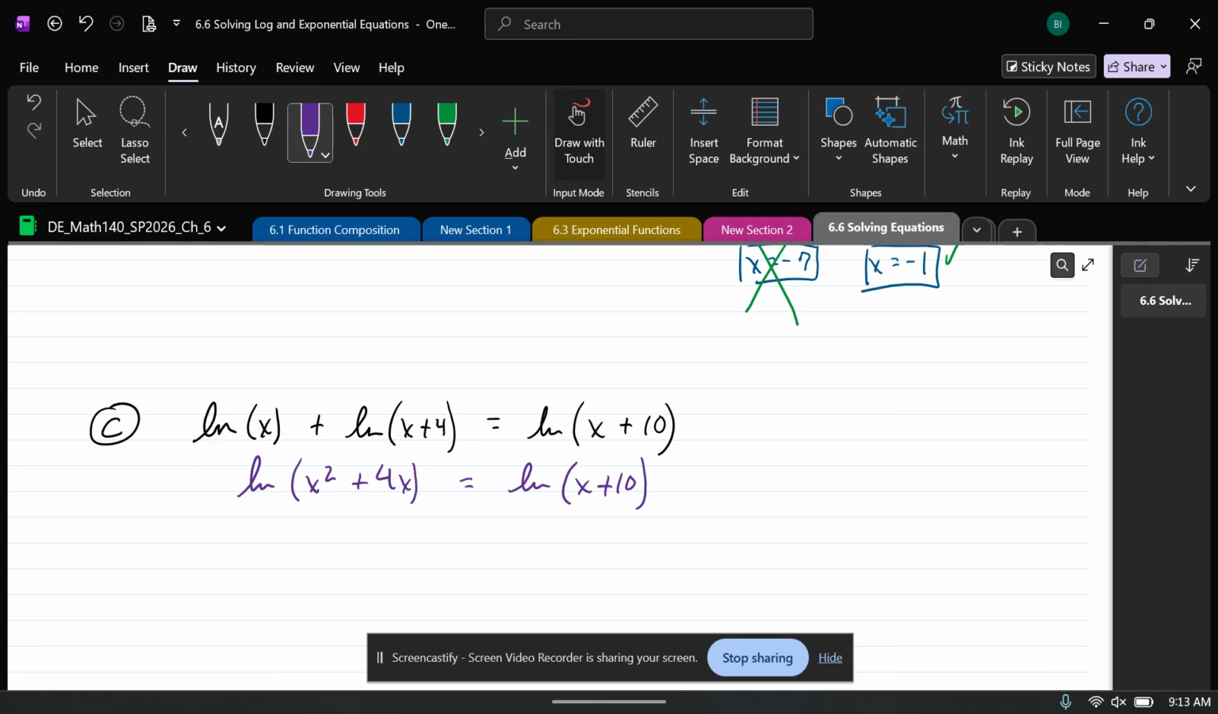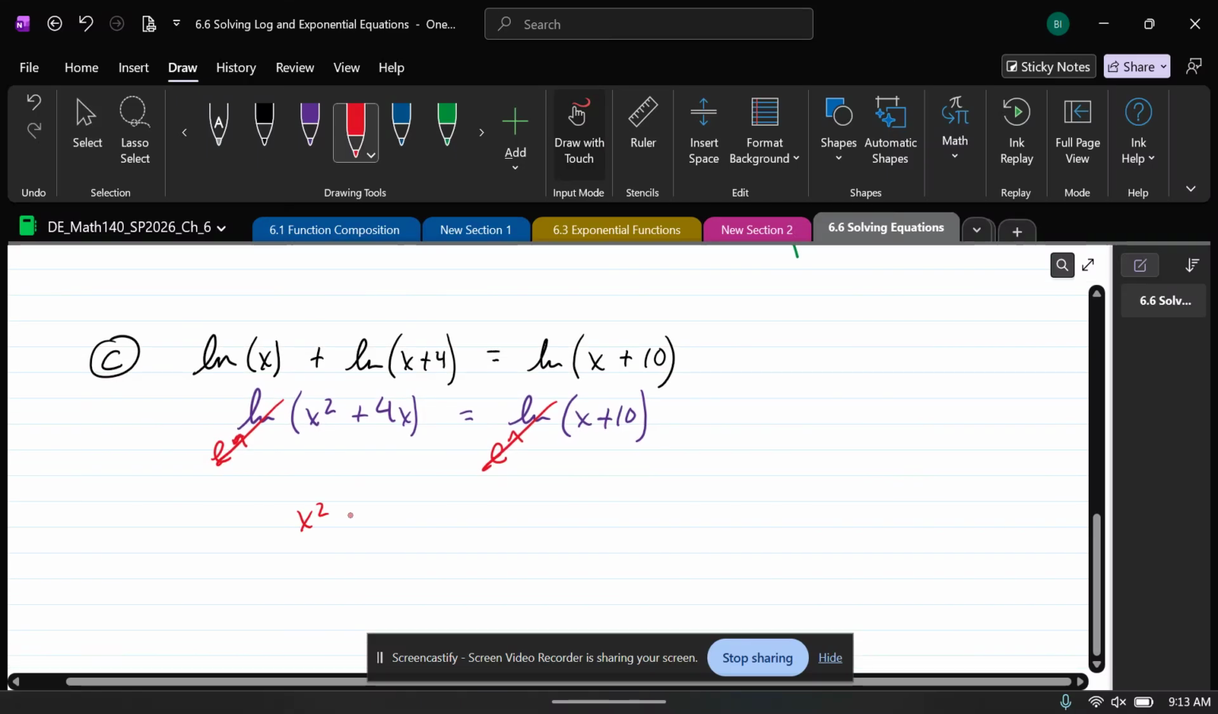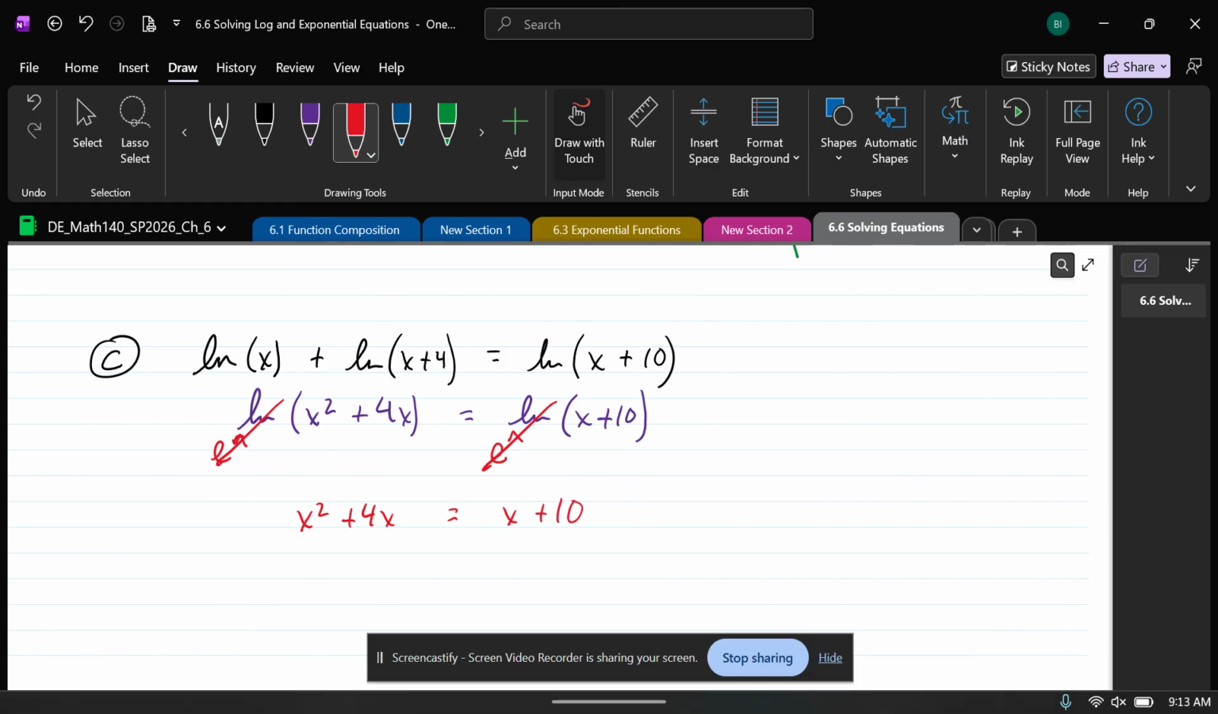Now, what do I exponentiate? Now that I got a single logarithm on the left and a single logarithm on the right, what exponentiates to get rid of a natural log? E. Whatever the base of the log is, that's what I'm going to exponentiate with. So that's going to cancel out the natural logs on both sides. So it's nice when there's logarithms on both sides. It makes it a little easier. So here we have x squared plus 4x is now equal to x plus 10.